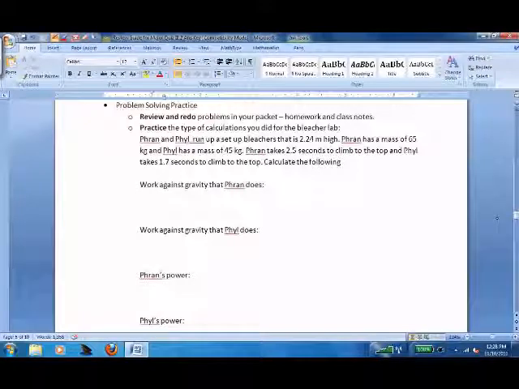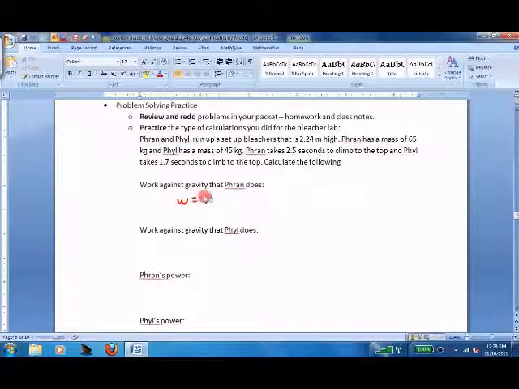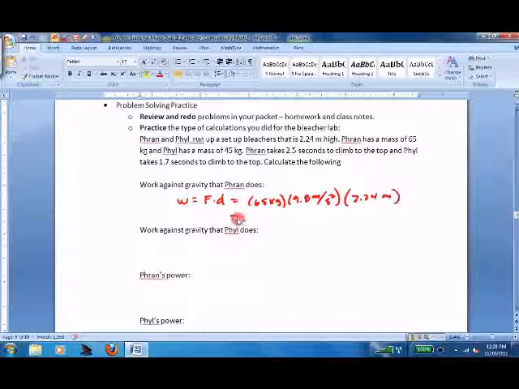So this is the lab you did. How much work did Fran do? 65 kilograms. Work equals force times distance. In this case, the force is 65 kilograms times 9.8 meters per second squared times the height of the bleachers, 2.24 meters. Multiply it out. You get, well, around 1,400 work joules. So that's how much work they did.